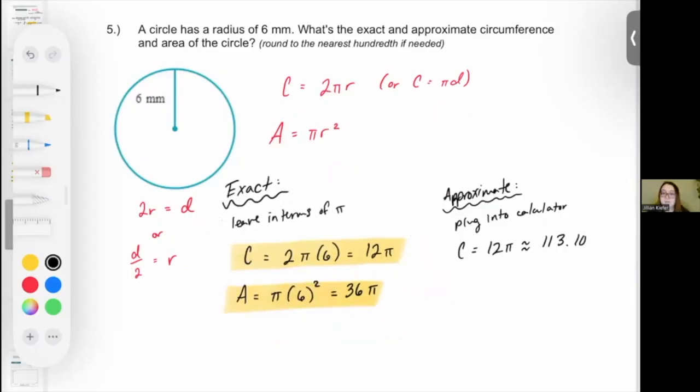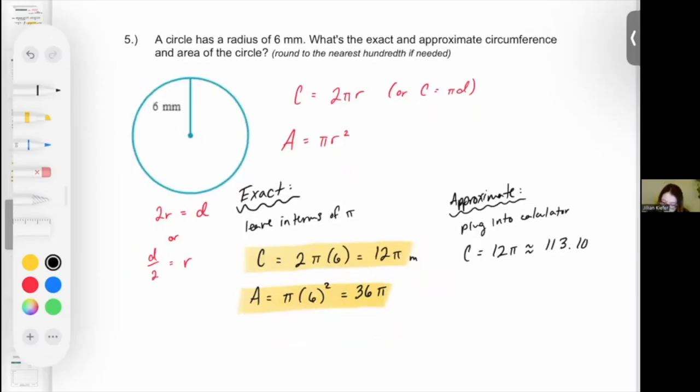For circumference, we only have our radius one time, which means our units will be the same as the radius. So for our circumference, we would have 12 pi millimeters, or approximately 113.10 millimeters.